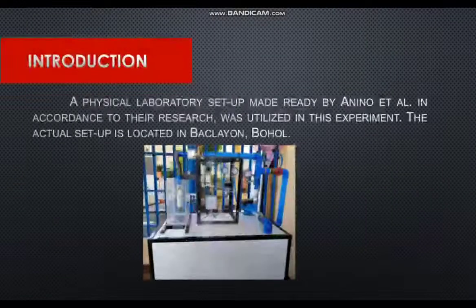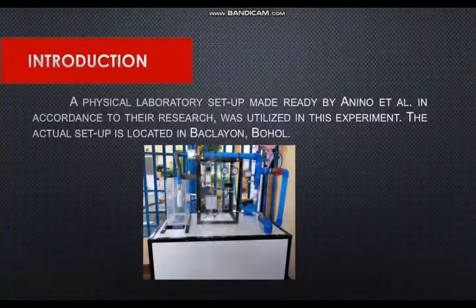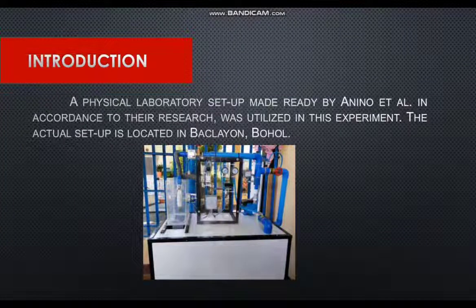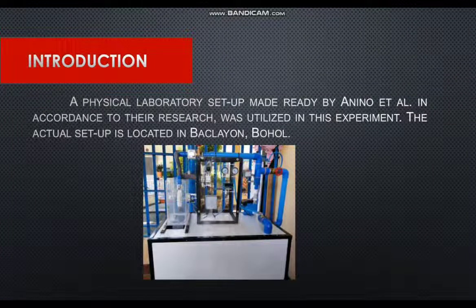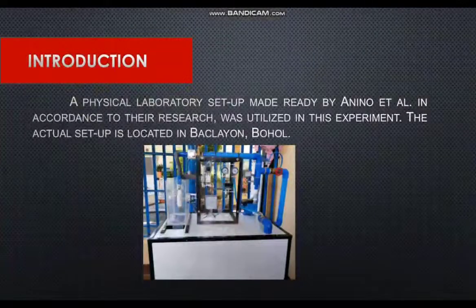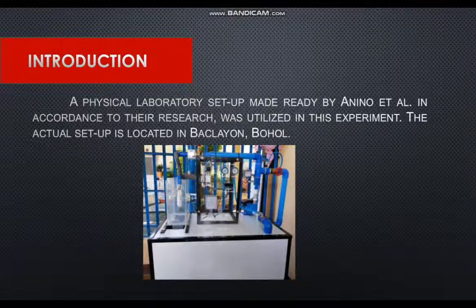Methodology. The physical laboratory setup made by Anino et al. in accordance with the research was utilized in this experiment. The actual setup is located in Baclayon, Bohol. Below is the picture of the actual setup.